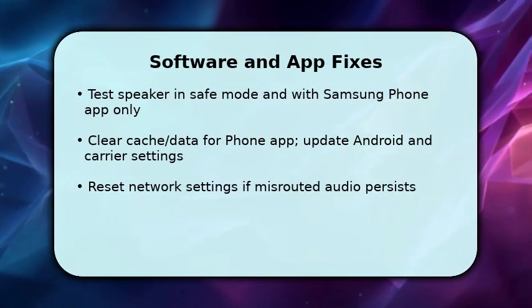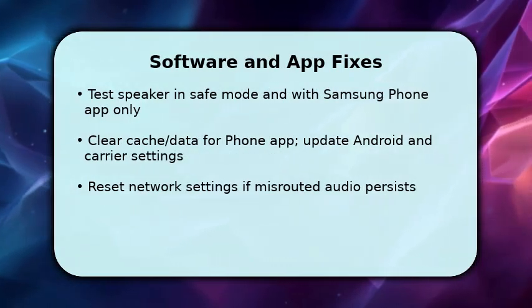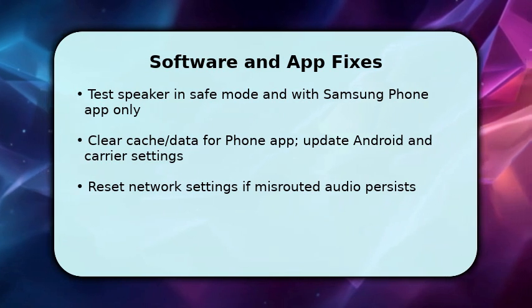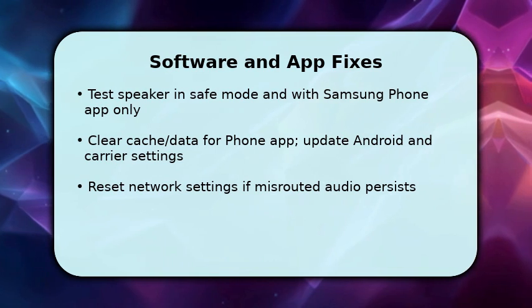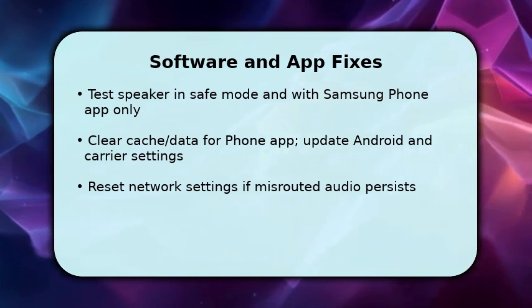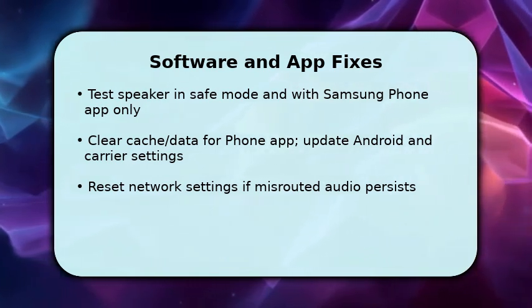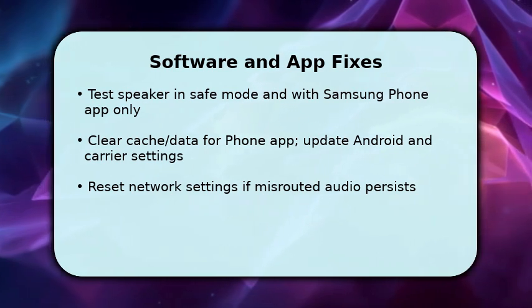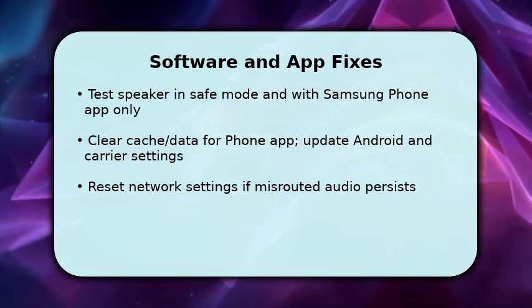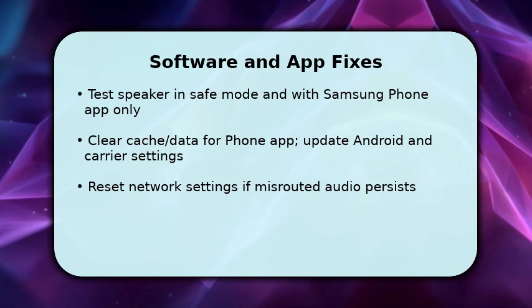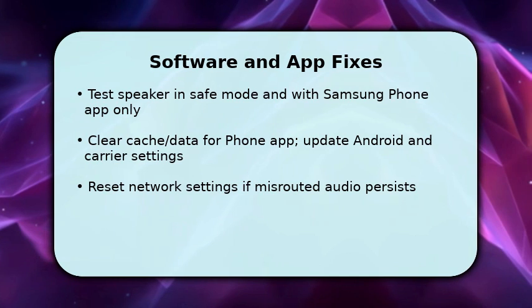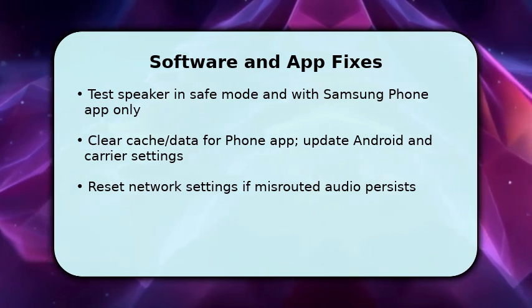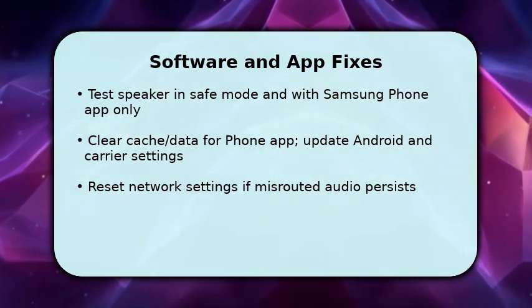Next, isolate software. Boot into safe mode to see if a third-party app mutes calls because safe mode disables extras and shows whether a core service works. If the built-in phone app is the issue, clear its cache and data. This refreshes call audio settings without losing contacts. Make sure system and carrier settings are up to date since firmware can contain audio fixes. If audio still routes incorrectly, reset network settings to restore default call audio routing.